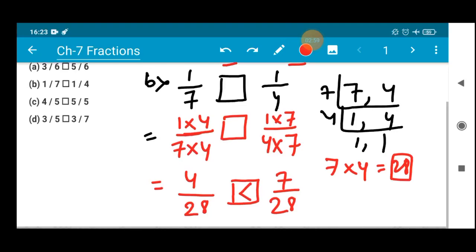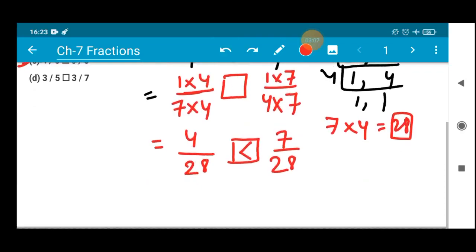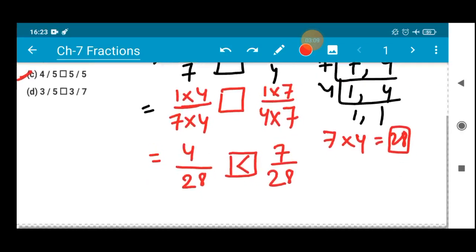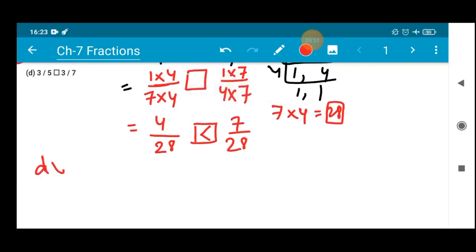All right, so number C, I request you all to do it yourself, because here the denominators are same. So number C, you have to do it yourself. Number D, let's do it.